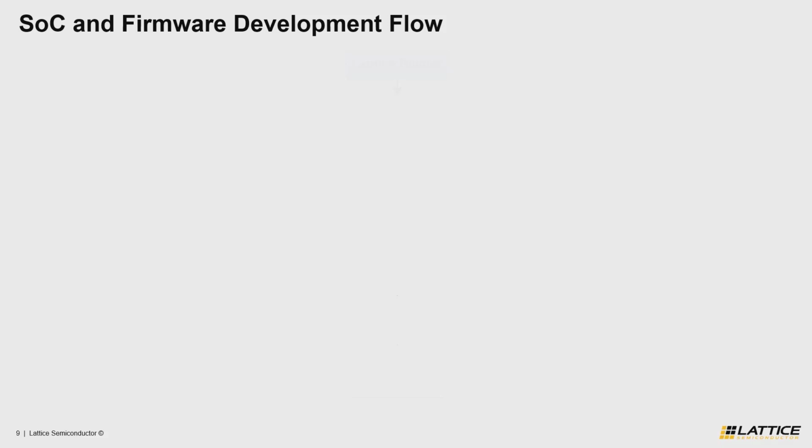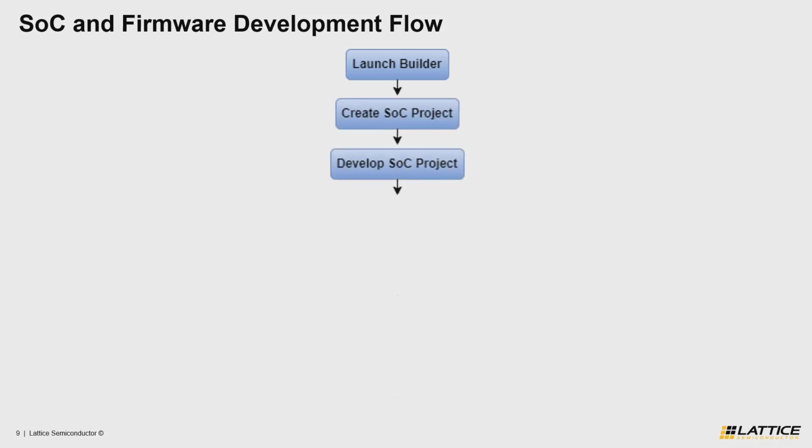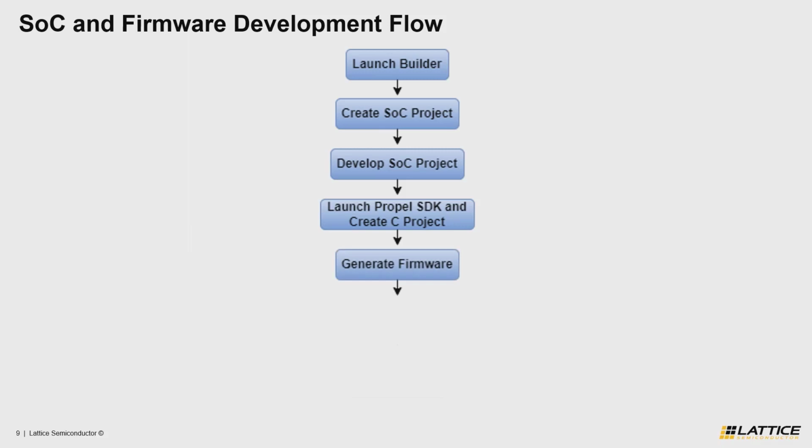With that out of the way, the first step in this project development flow is to launch Propel Builder. Once Builder has opened, the next steps are to create and develop an SoC project, and then launch Propel SDK to create a C project. Next, you will need to develop your C project in Propel SDK to generate firmware and a memory initialization file that will be used later on to debug your project on a live device.